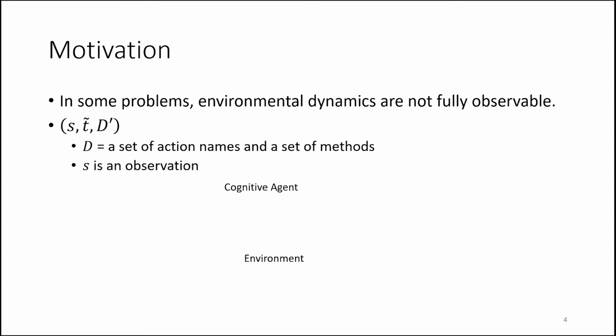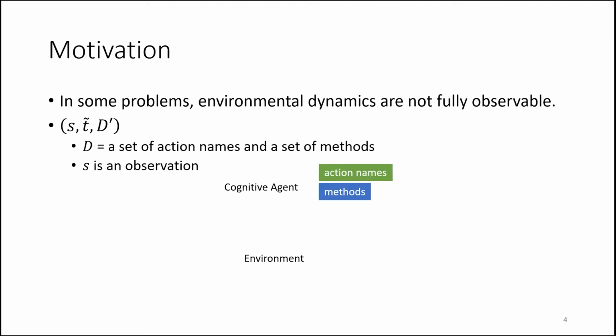However, in some problems, the domains have certain characteristics that are not the same as the traditional domains. One of the most important aspects is that the agent cannot fully observe the environment state. So the environment is external to the agent, and the agent still has a set of methods, but instead of knowing the action functions, the agent only knows the action names.